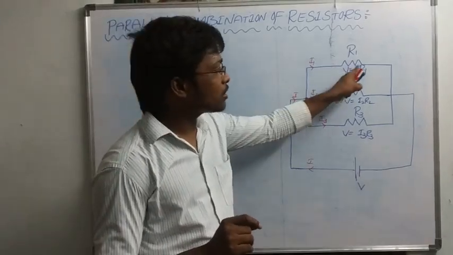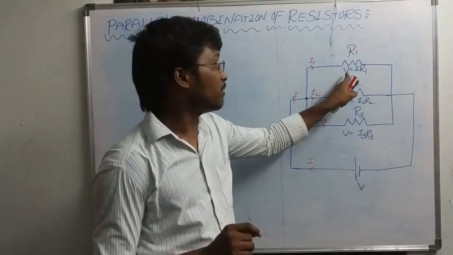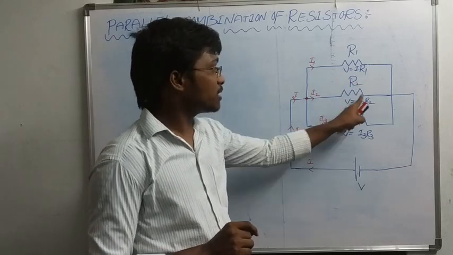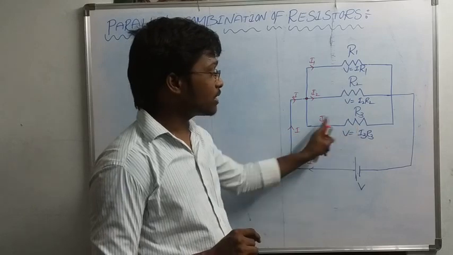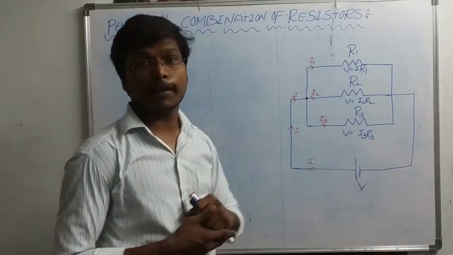So the voltage across the first resistor, V is equal to I1 R1. Voltage across the second resistor, V is equal to I2 R2. Voltage across the third resistor, V is equal to I3 R3.